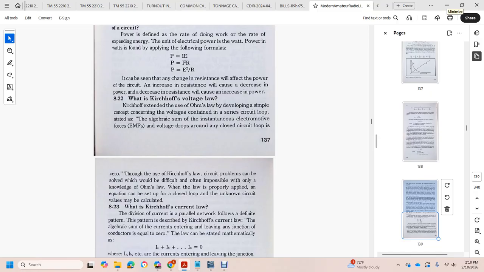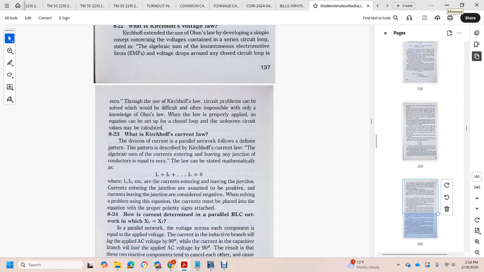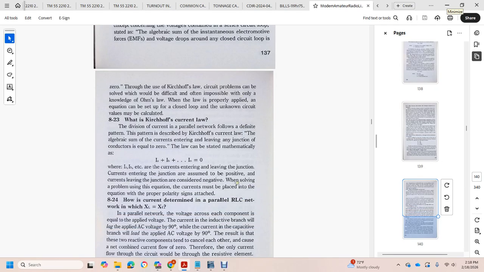The division of current in a parallel network with a definite pattern is described by Kirchhoff's current law. The algebraic sum of the currents entering and leaving any junction of conductors is equal to 0. The law can be stated as I1 plus I2 plus ... plus In is 0. All currents, in amperes, are currents entering and leaving the junction. Currents entering the junction are considered positive. Currents leaving the junction are considered negative. When solving the equation, the currents must be placed into the equation with the proper polarity sign attached.